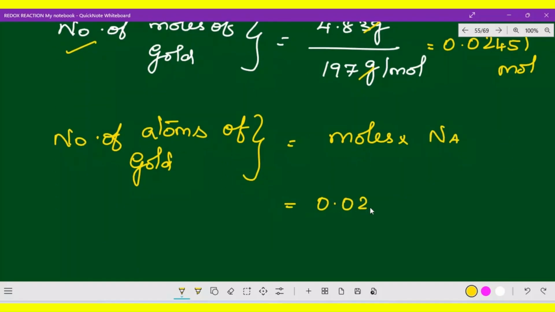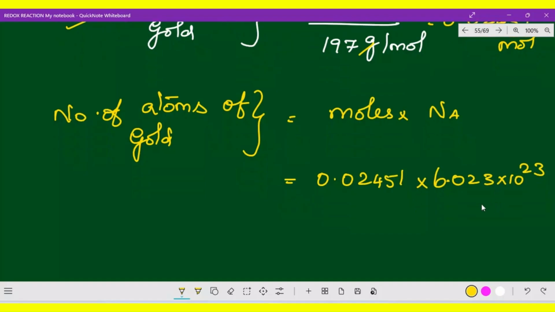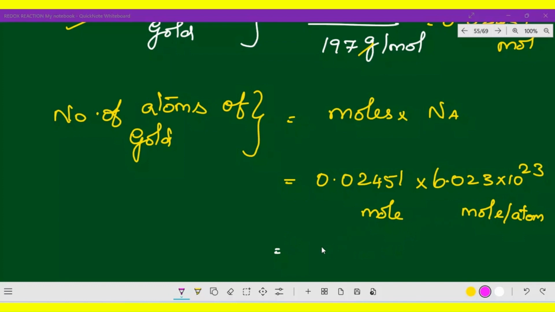That is 0.02451 into Avogadro number, 6.023 into 10 to the power of 23. This is mole, this is atoms per mole. Here mole and mole will be cancelled, so atoms only, number of atoms of gold only they are asking. The answer is 1.47 into 10 to the power of 22 atoms of gold in the thickness, length and width they have given us. So 1.47 into 10 to the power of 22 atoms.